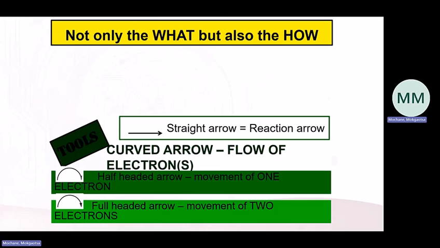So that's quite clear. Now, when you've got a half-headed arrow, it means that there's a movement of one electron. When you've got a full-headed arrow, it says that there's a movement of two electrons.